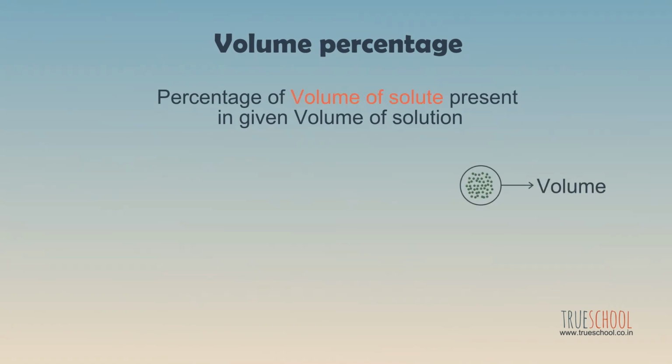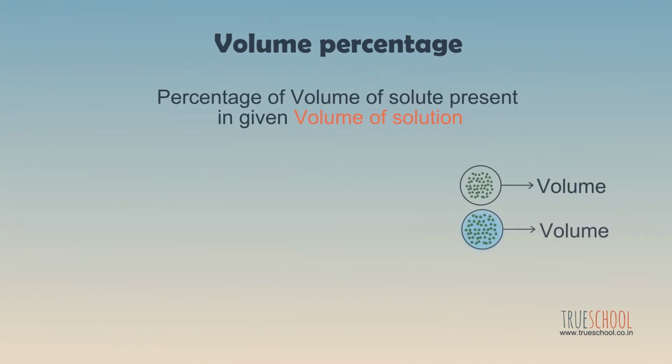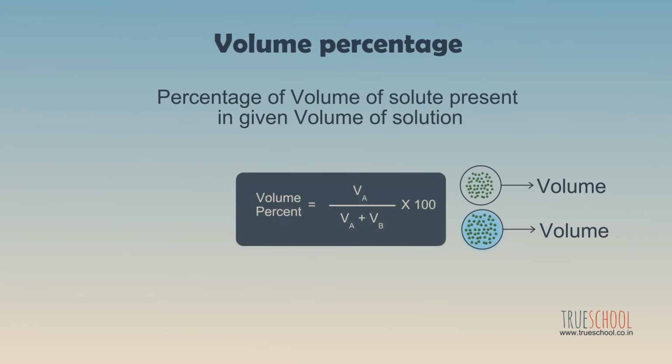Volume percentage is the percentage of volume of solute present in a volume of solution. Let Va be the volume of solute and Vb be the volume of solvent. Then volume percentage of solute A is equal to Va into 100 divided by Va plus Vb.